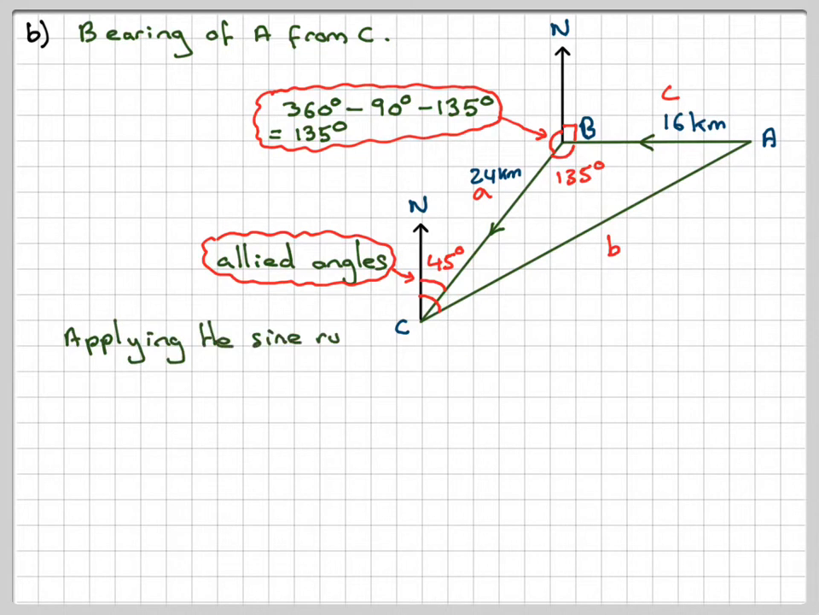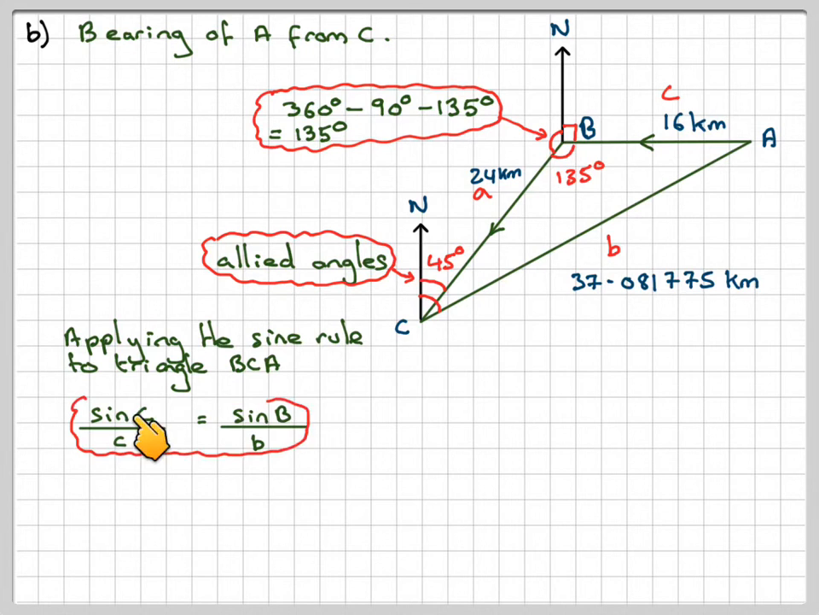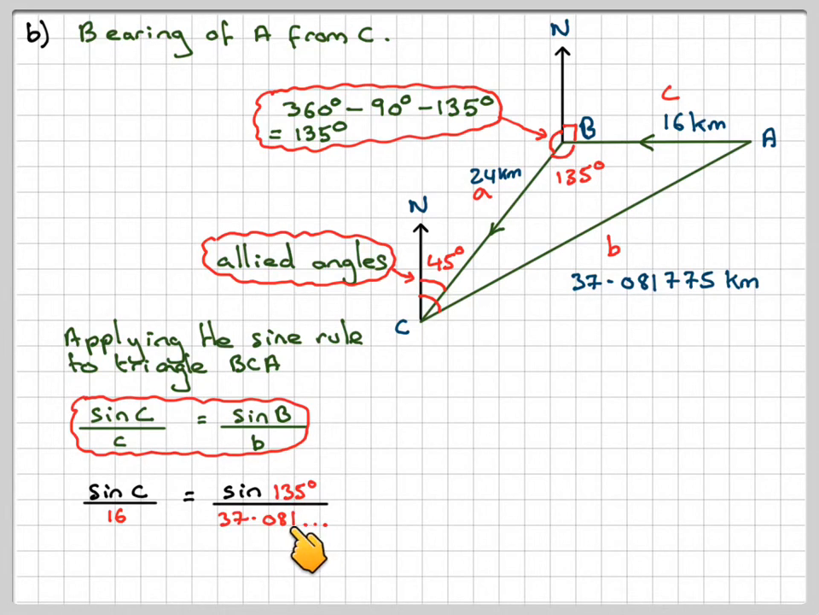So applying the sine rule to this triangle here. That's going to be this length here. Just going to write it in from the previous part, 37.081775. So it will be sine C over c is equal to sine B over b, because I've only got this angle here, so I need to use this one and this one. So sine C over c, c is 16, is equal to sine of 135 over b, which is 37.081. Don't use the one that you've rounded off.